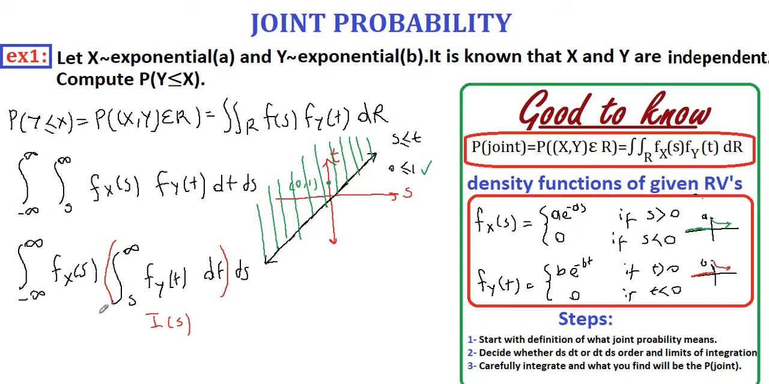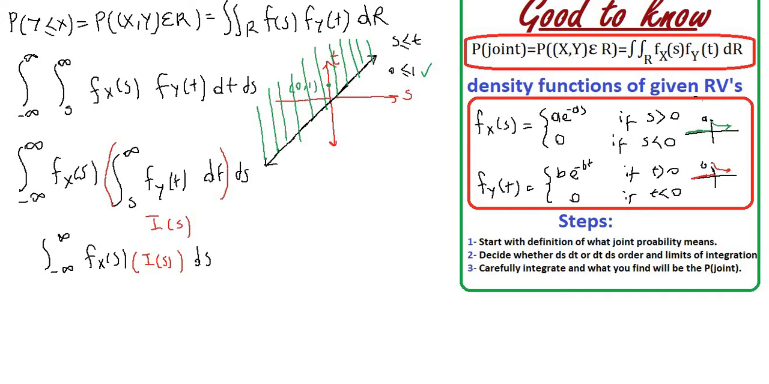So our new integral will be integral from negative infinity to positive infinity, fx of s. Instead of fy of t dt, we can now use I of s and ds. Now we're going to decide what I of s is as our next step. So we can do side work here.